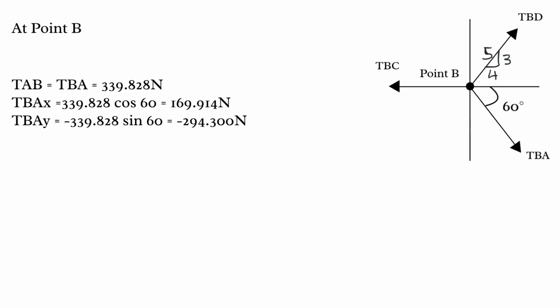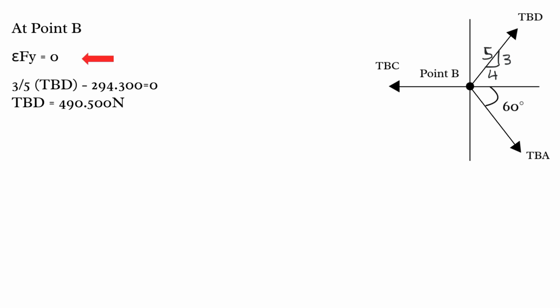Now, we will solve at point B. At point B, we know that TAB equal to TBA equal to 339.828 Newton. Now, we want to find the TBA on X and Y axis. TBA on X axis is 169.914 Newton and TBA on Y axis is negative 294.800 Newton. After that, we find the total of Fy equal to 0. And we got TBD equal to 490.500 Newton.